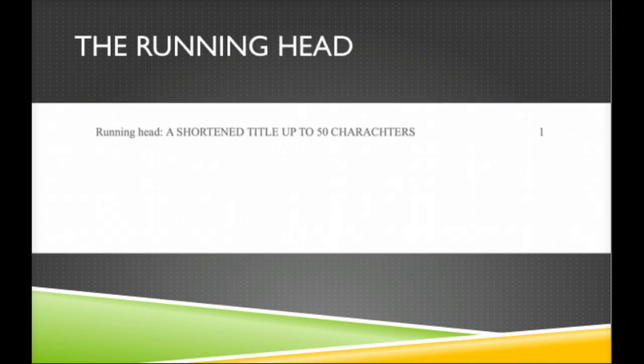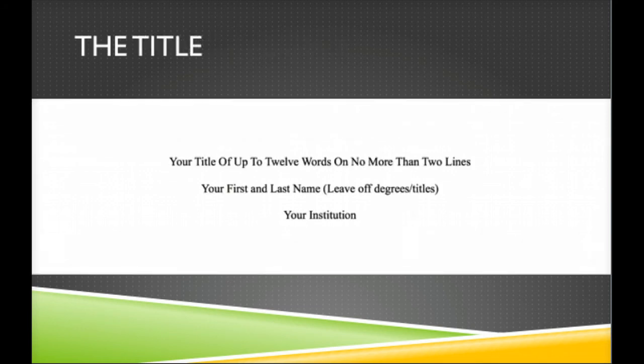One of the distinguishing features that you see in the APA format is literally the first thing that you see. At the top of the title page, you'll see what's referred to as a running head. A running head is a shortened version of the title up to 50 characters. To the right of the running head, you will also see the page number, in this case, page number 1. Below the running head, you will see the title. The title should be about 12 words. It should be on no more than 2 lines. Underneath the title, you should include your first and last name. If you have a degree already, you're actually going to leave that off. So just name it first and last name. Below your first and last name, you'll include your institution in this case.